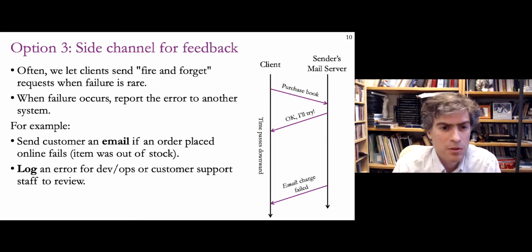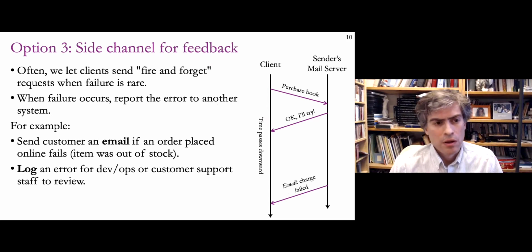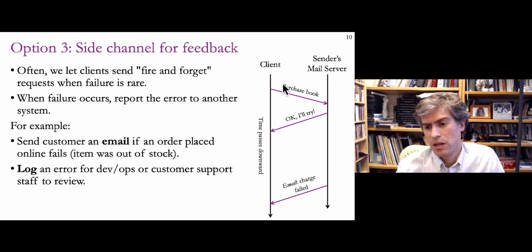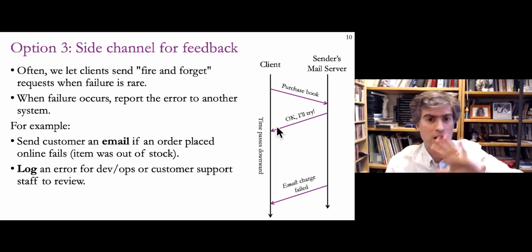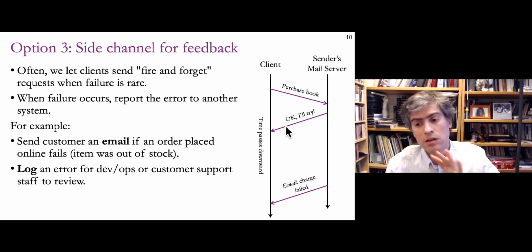Another option, number 3, is a simple one, which is to have some kind of side channel for feedback. This is less powerful, I guess, but somehow easier. So in this case, the client makes a request. I'm just showing it at a high level. Let's say you use an e-commerce site to purchase a book. The website gives you an acknowledgement saying that your order has been placed.